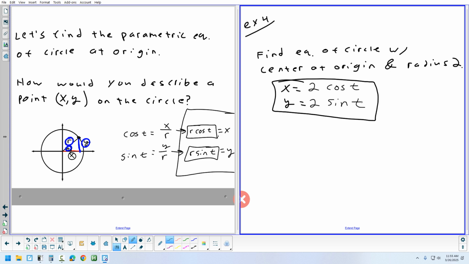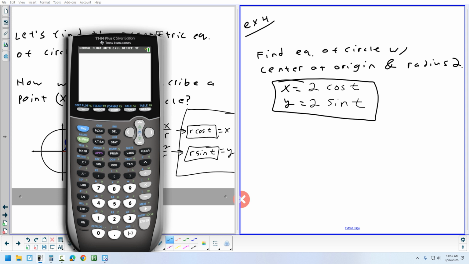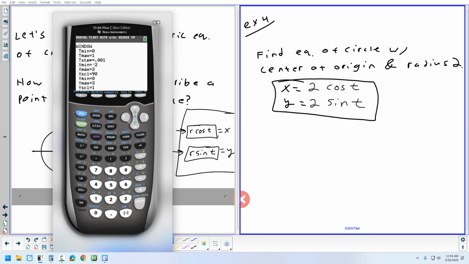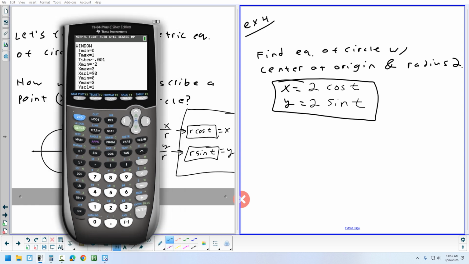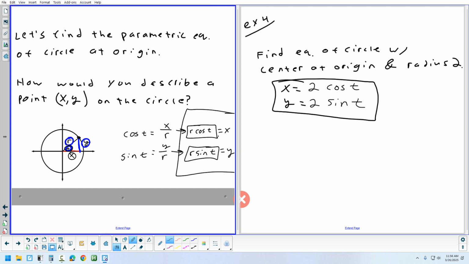Now, let's plug that in, try it, and see if it works. So if you're not in parametric, first go to that. Keep it in degrees for now, that's fine. Okay, put in 2 cosine t and 2 sine t. All right. T is my parameter. It's the thing that's changing in this problem. T represents what? The angle. It's the angle. How much does this angle have to change in order to represent every single point?